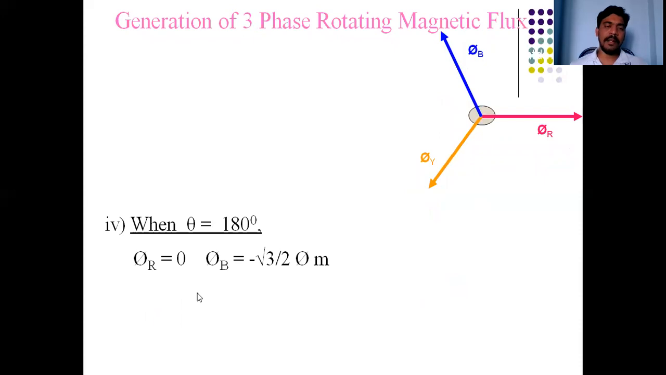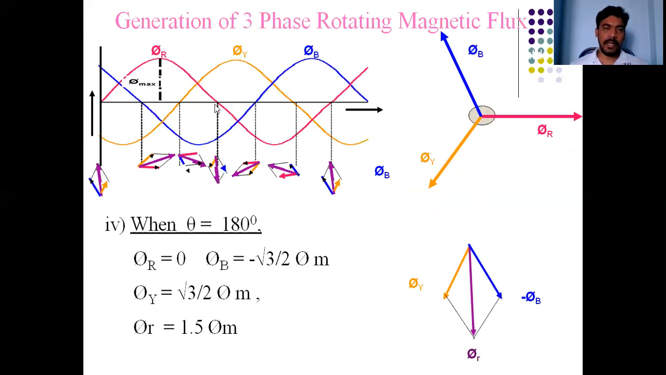Similarly, when θ is equal to 180 degrees, the R phase is equal to 0, then φB is equal to root 3 by 2 φm, because here φB is the negative value, and applying θ equal to 180, φm sin(180 minus 240) gives a minus value, minus root 3 by 2 φm. Similarly, φY is equal to φm sin(θ minus 120), with θ equal to 180, 180 minus 120 is positive. That's why here we are getting φY as a positive value, root 3 by 2 φm. Now the resultant value is 1.5 φm. If we construct a parallelogram, then we will get this resultant value.